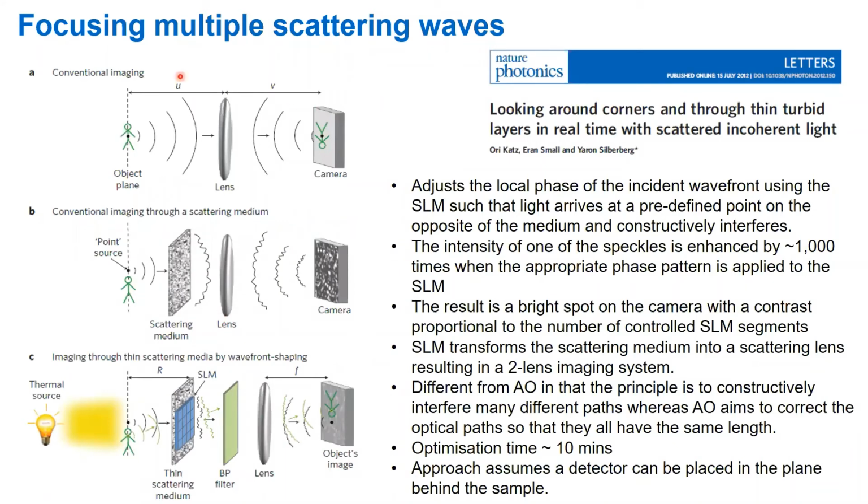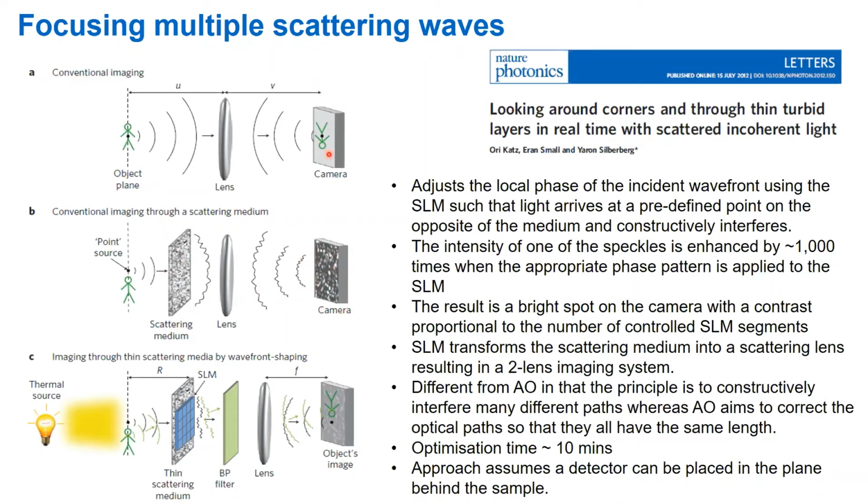There are some nice approaches out there that talk about focusing multiple scattering waves. If you take a nice simple imaging system, a lens system, you have your object plane and your image plane, and you're able to image your system on your camera. If you then put some scattering medium in the way, some highly scattering medium, a thin slab, what happens is by the time you get to your camera, if you've got a coherent light source here, you end up with a speckle pattern on your camera and you're no longer able to recognize your object.